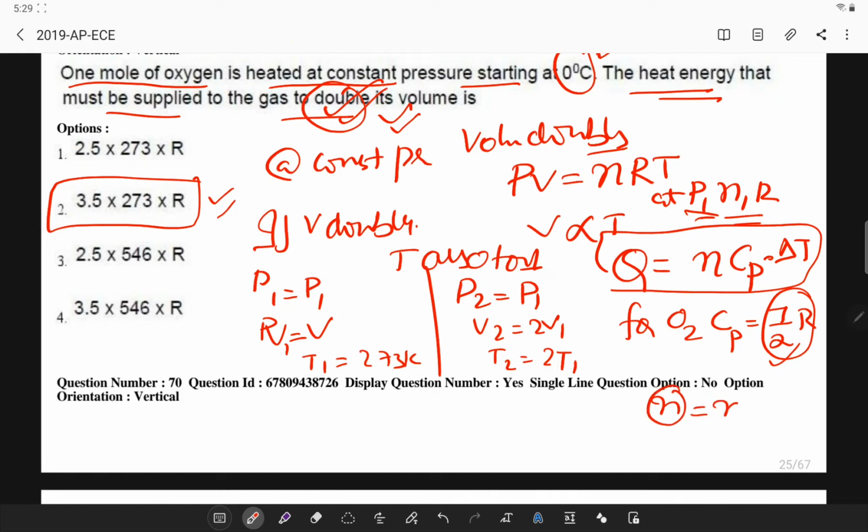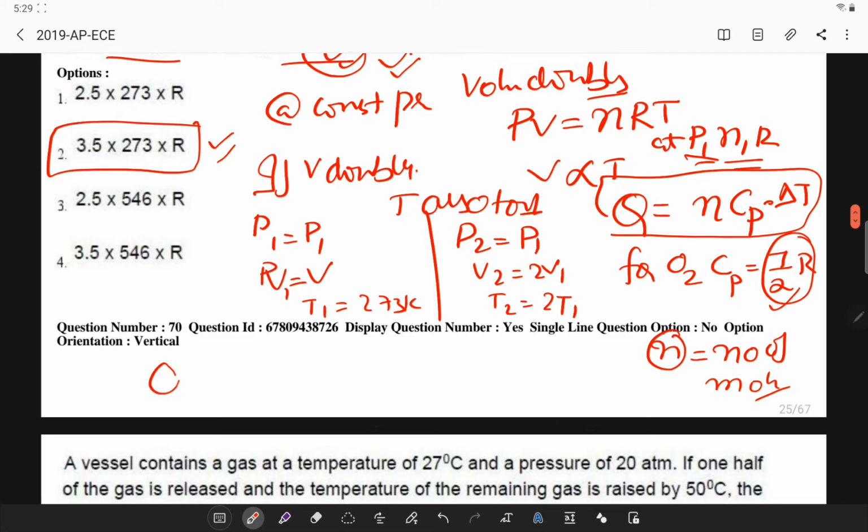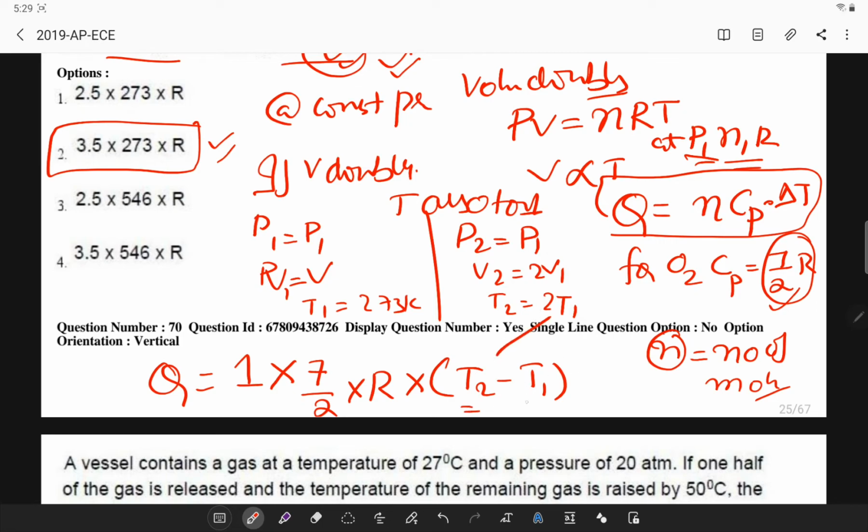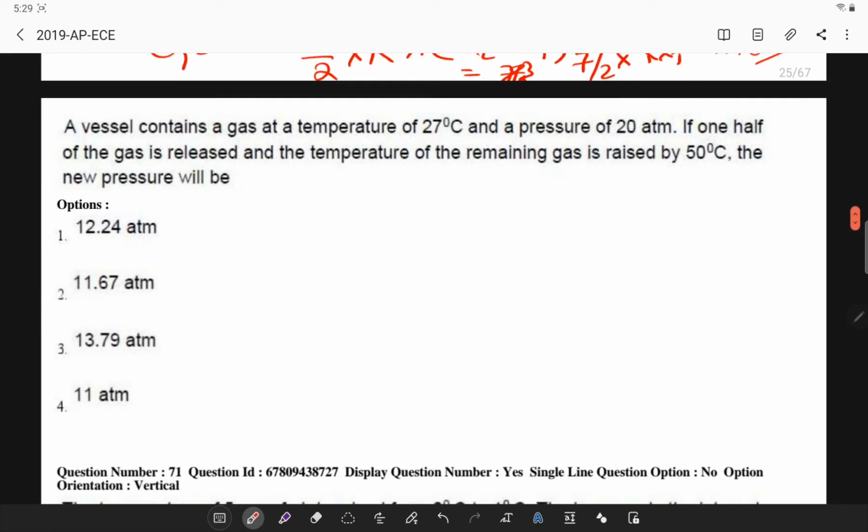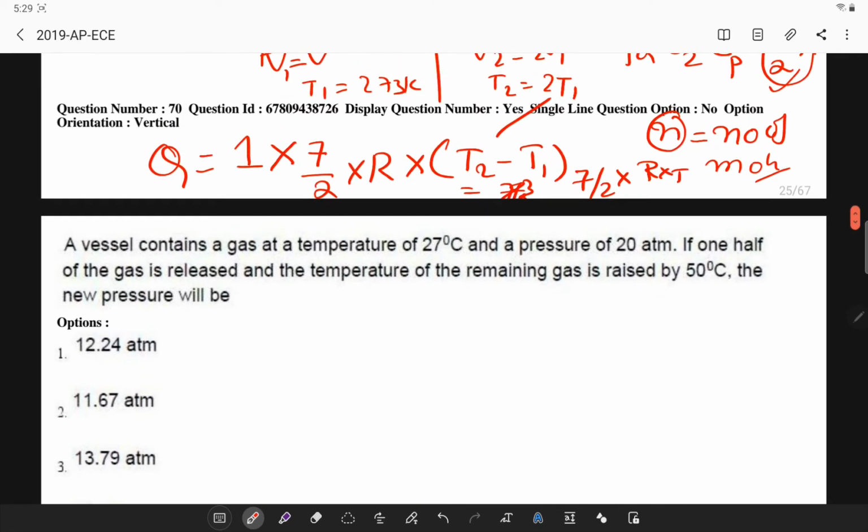And N is the number of moles in this formula. So I can write Q is equal to N, which is 1, and Cp is 7 by 2 into R, and delta T is T2 minus T1. Here T2 and T1 values, if you observe, T2 is 2T1, so I can simply write it as 7 by 2 into R into T1. So this is the answer. So the next question.